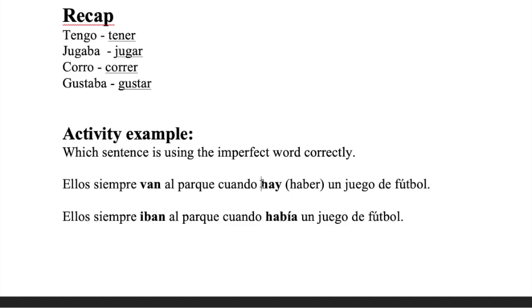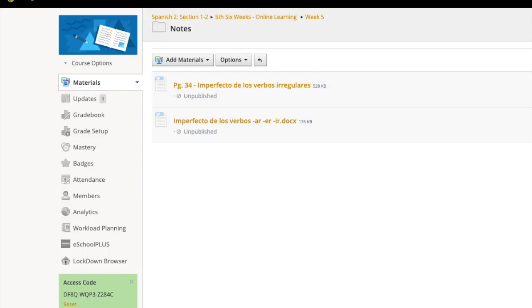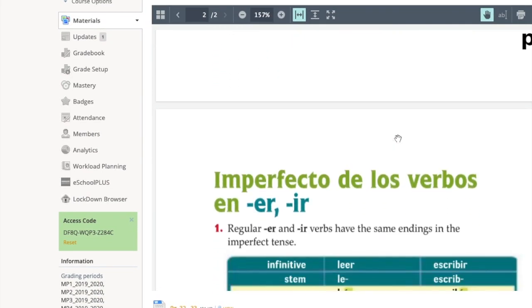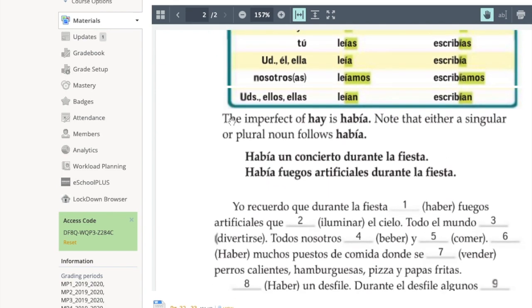So ellos siempre iban al parque cuando había un juego de fútbol. Right here, a lot of us were confused with hay or haber. If we remember correctly, so I'll go back. Give me a second. So we scroll down right here. The imperfect of hay is había. Note that either a singular or plural noun follows había. Había un concierto durante la fiesta. Había fuegos artificiales durante la fiesta. So hay will always conjugate to había, okay, when it's talking singular or plural.